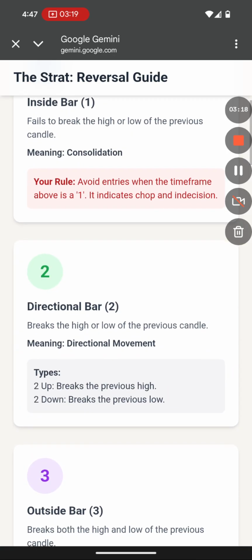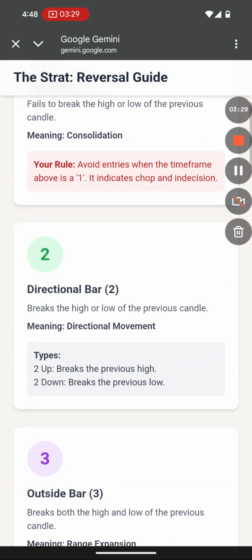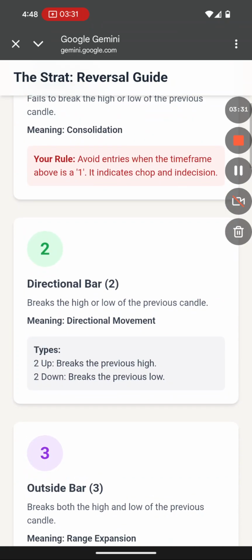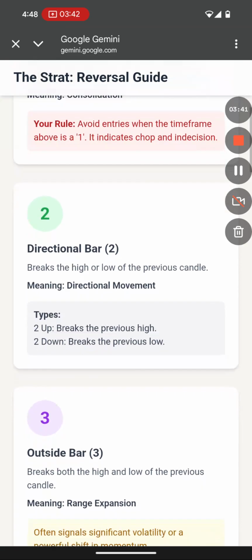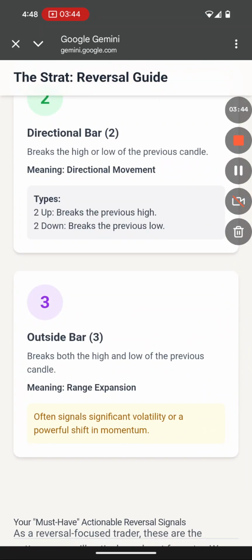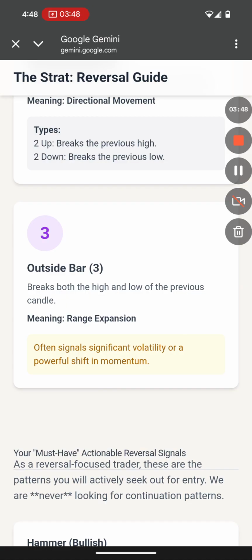The same thing with 2 down. If it breaks 2 down and then it goes back inside going for the 2 up, that's a failed 2 down, aka maybe a reversal for a 2 up coming soon. Now it may break 2 down or 2 up and then fail and not really go for the other end, because if it does, we'll call that a 3, an outside bar, when it breaks the high and the low of the previous candle.